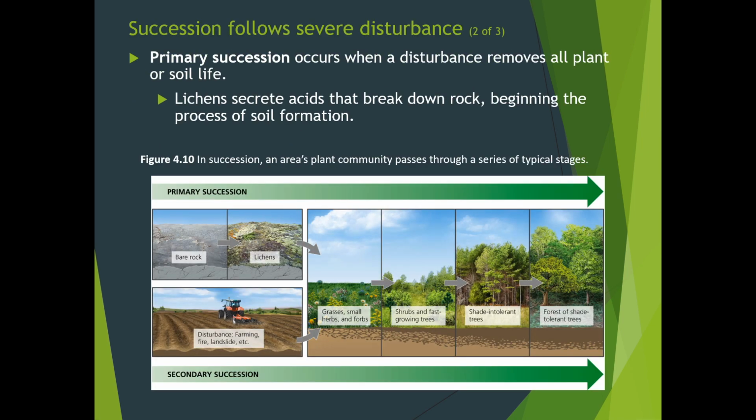So primary succession occurs when a disturbance removes all the plants and soil life, a big old forest fire or whatever. First you'll see the lichens secrete acids and break down the rock, beginning the process of soil formation. This is when the earth just first forms. You have the bedrock, and then you get the lichens, and then all of a sudden we have all the farming that's happening. But we could have just the gradual growth of grasses, the shrubs, the shade tolerant plants, and into a forest. And then that could happen if we have a disturbance.